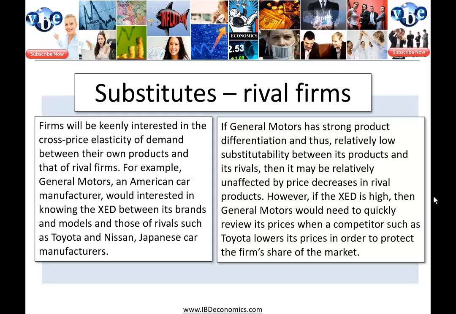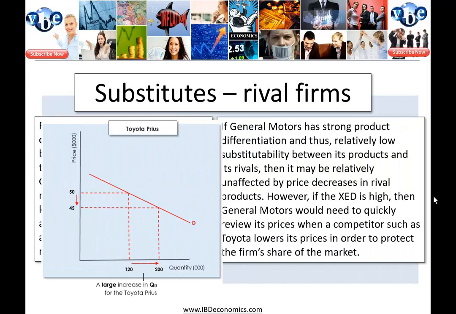However, if the XED is high, then GM would need to quickly review its prices when a competitor such as Toyota lowers its prices in order to protect the firm's market share. So if Toyota drops its prices, there's high substitutability between Toyota brands and GM brands. The price decrease for Toyotas is going to drive customers towards Toyotas and away from General Motors. General Motors is going to lose revenues and market share as a result.